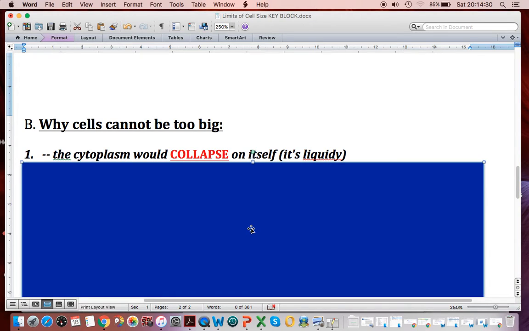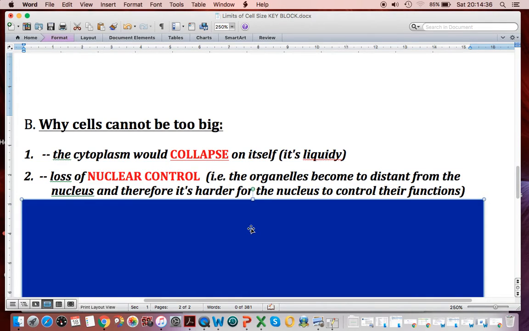And so it's much better to have a lot of smaller cells and you put them together and you have a little more strength. Next one is the loss of nuclear control. Nuclear in this case refers to nucleus. As a cell grows, if the organelles get too far from the nucleus, it is harder for the nucleus to direct their activities. And that distance itself becomes a problem.